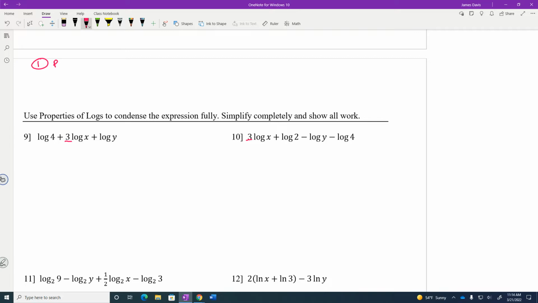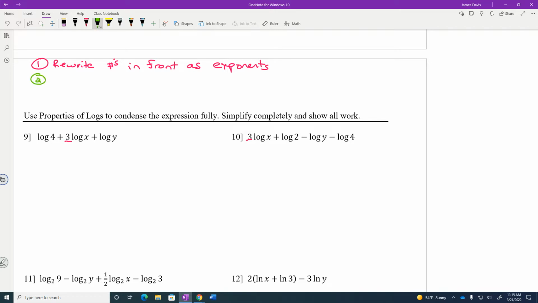You want to rewrite numbers in front as exponents. Generally, that's the first thing you're going to want to do in all of these. Anytime there's a number in front of the log, we'll write it up as an exponent. And I actually just normally do that within the problem. And then the second thing we're going to do is try to condense it as much as we can.